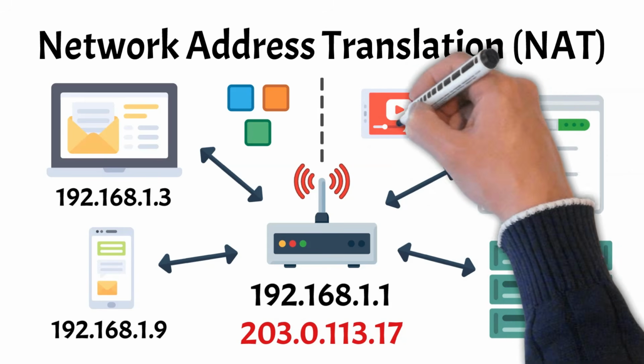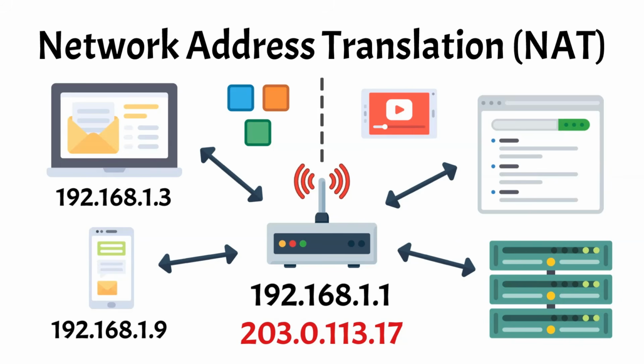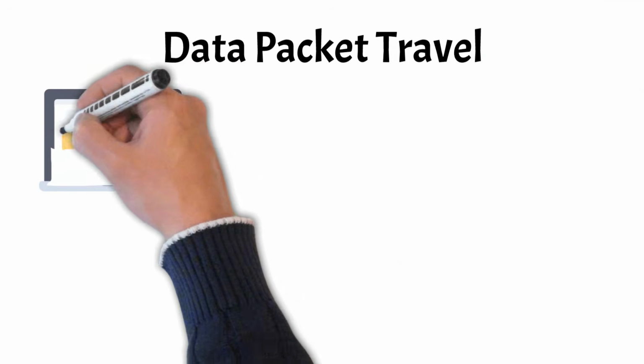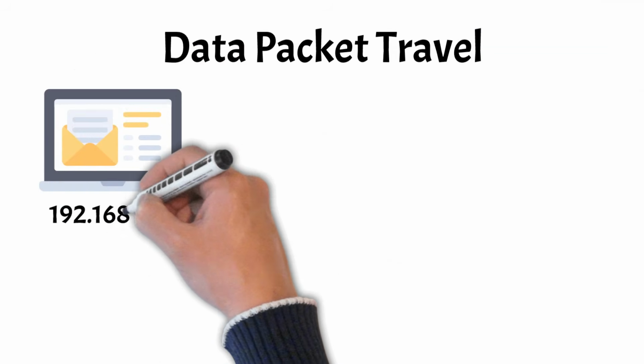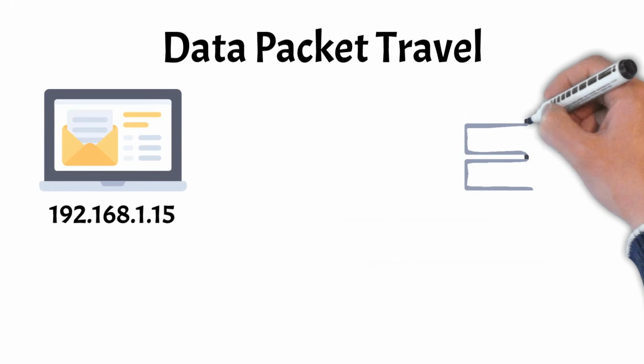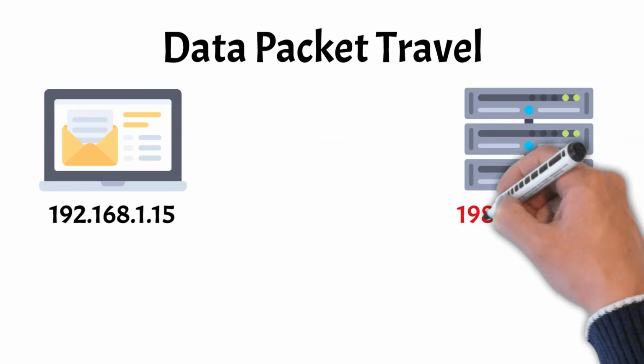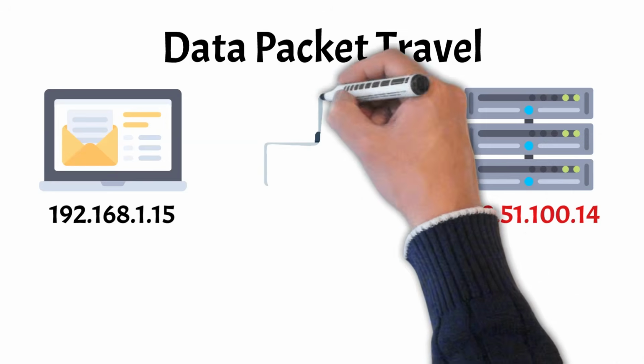Now let's take a look at a more detailed real-world example to understand better what happens behind the scenes. Your laptop with this private IP address wants to request a secure web page from a remote server at this public IP address. The process follows the same setup with the router in the middle, which will allow you to access data outside of your private network.